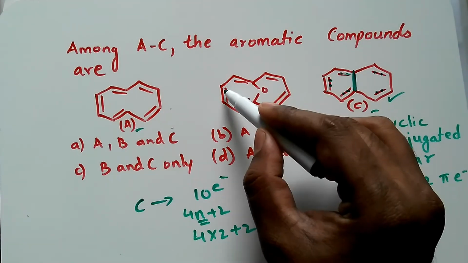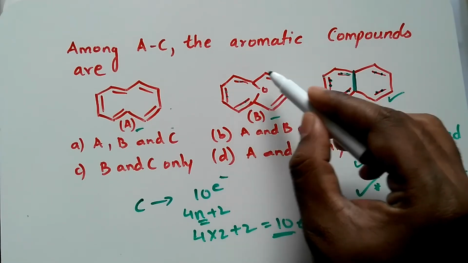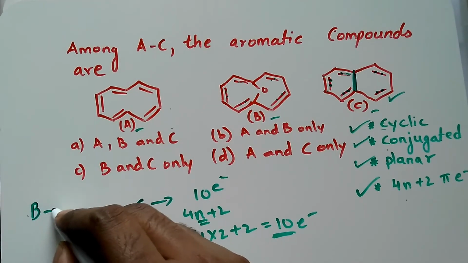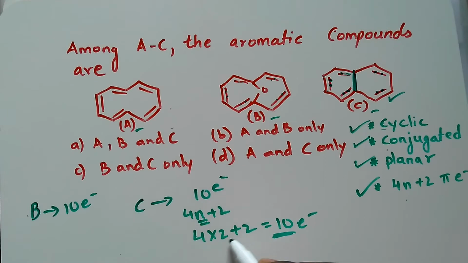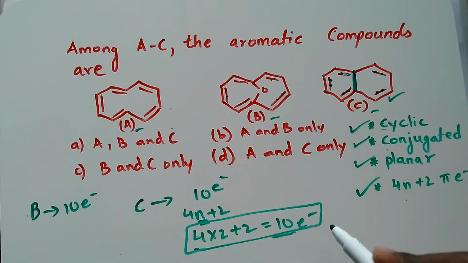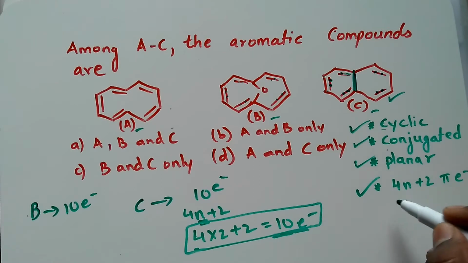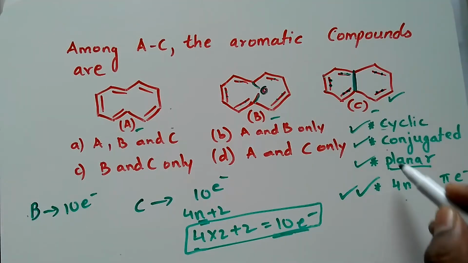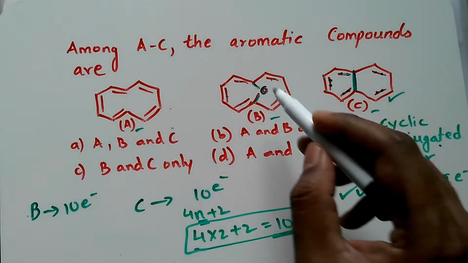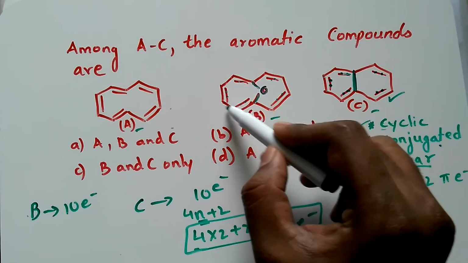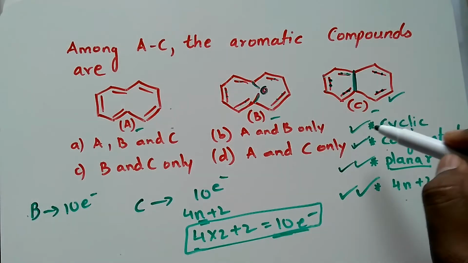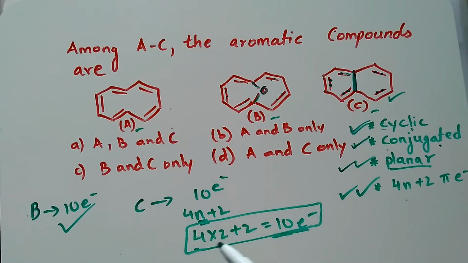Now what about the B part? Again counting 1, 2, 3, 4, 5, 6, 7, 8, 9, 10, for B we are having 10 electrons. Again 10 electrons, so for B this rule is fine. Is it planar? This oxygen will hold it in the planar structure, yes, it will be planar. Is it conjugated? Check for any sp3 hybridized carbon. It is not there, so conjugation is there. Cyclic structure, yes. So B is also aromatic.